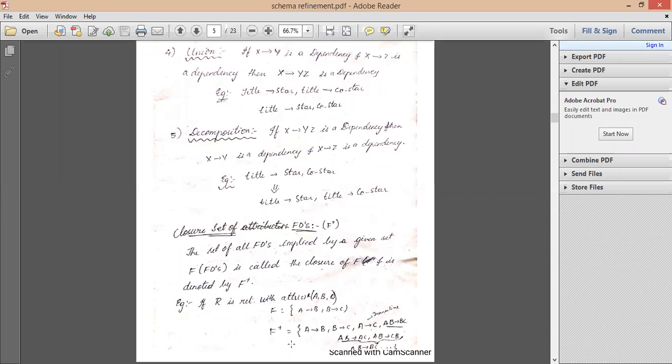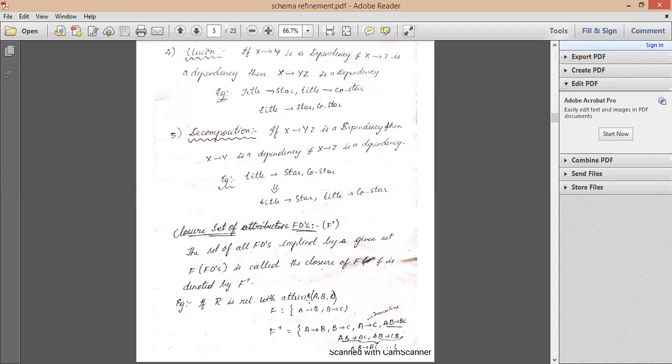What a closure is, basically, is this: suppose you are given a set F of functional dependencies. The set of all functional dependencies implied by the given set F is called the closure, and is denoted by F plus. So let us see an example of finding a closure.